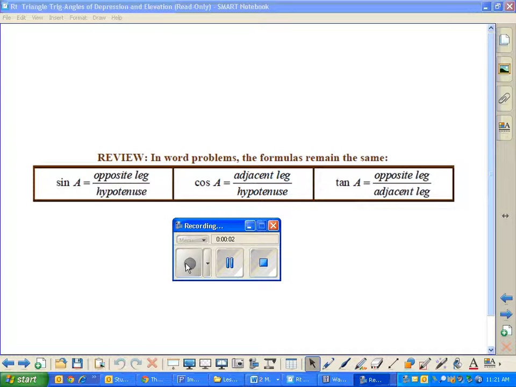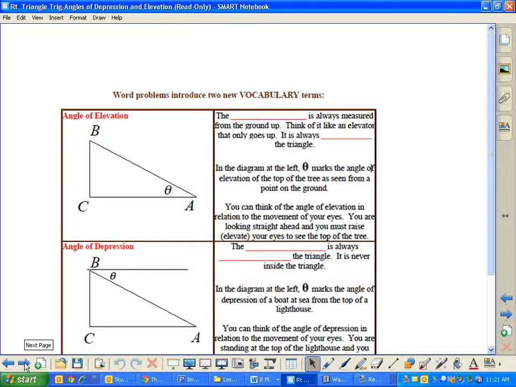Are we good? We know our sine, cosine, and tangent. All right. Here's where our notes begin. Two vocab words. I mentioned them: angle of elevation and angle of depression.